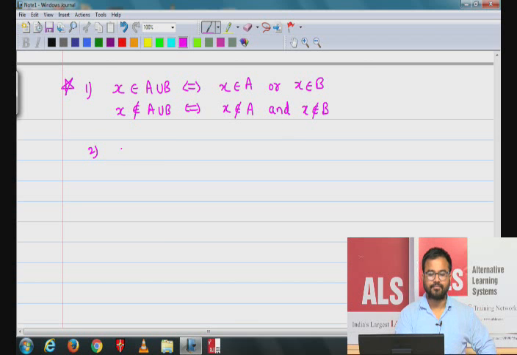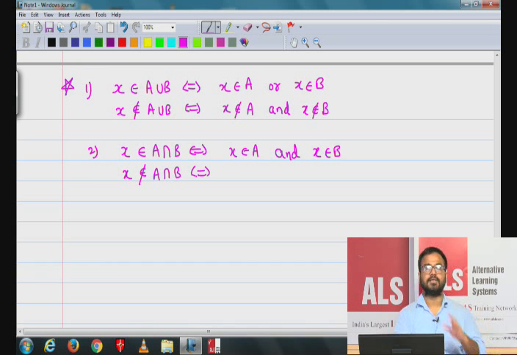Similarly, second thing, if X belongs to A intersection B, it means X belongs to A and X belongs to B. And if X does not belong to A intersection B, now here it is does not belong, so the intersection will be changed to union. So it will be X does not belong to A or X does not belong to B.